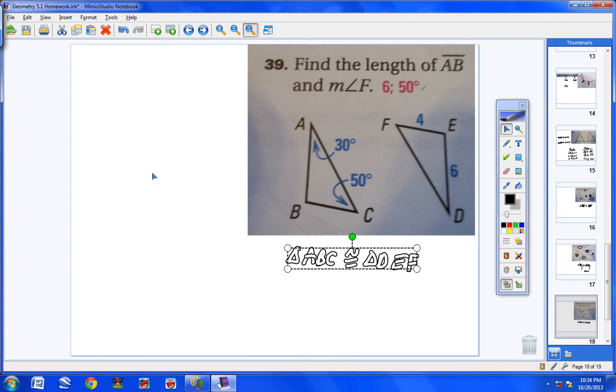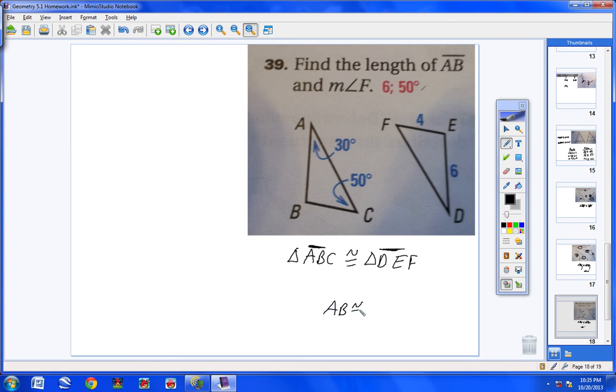Okay, number 39. There's our congruent statement. And let's see what they want us to do. Find the length of AB. I notice AB is right here, my first two letters. So I go over here and I notice my first two letters are DE. So I know right away that AB is congruent to DE. Now here's DE. It's 6. And so I know that side AB must also have a length of 6.